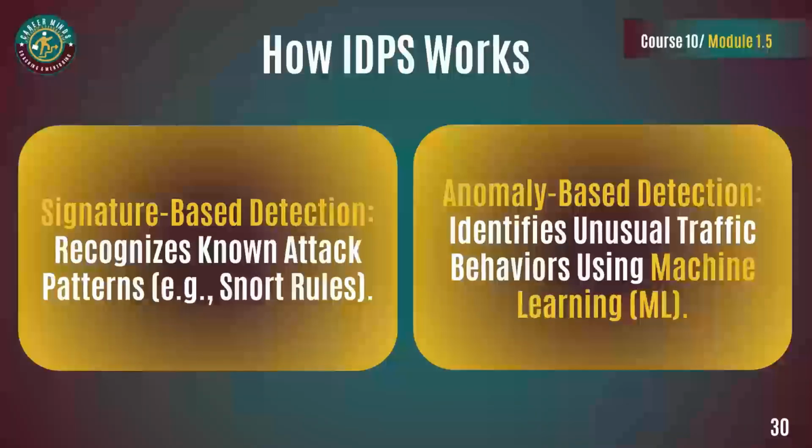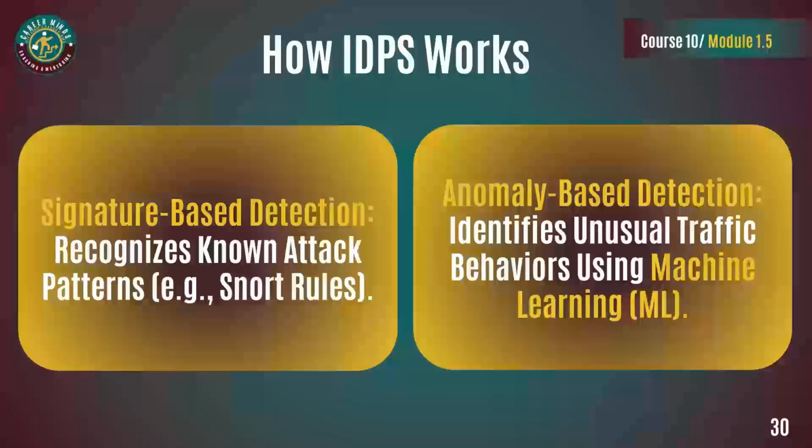And then we have the anomaly-based detection. This method uses machine learning or behavioral models. It learns what normal behavior looks like and flags anything that is out of the ordinary. As an example, a user suddenly downloading 1,000 files at 2 a.m. gets flagged. Even if it's not a known malware pattern, it will still get flagged. So anomaly-based detection is great for detecting zero-day attacks or insider threats. Many modern systems use both methods together to balance precision and flexibility, and that's why it's called IDPS.